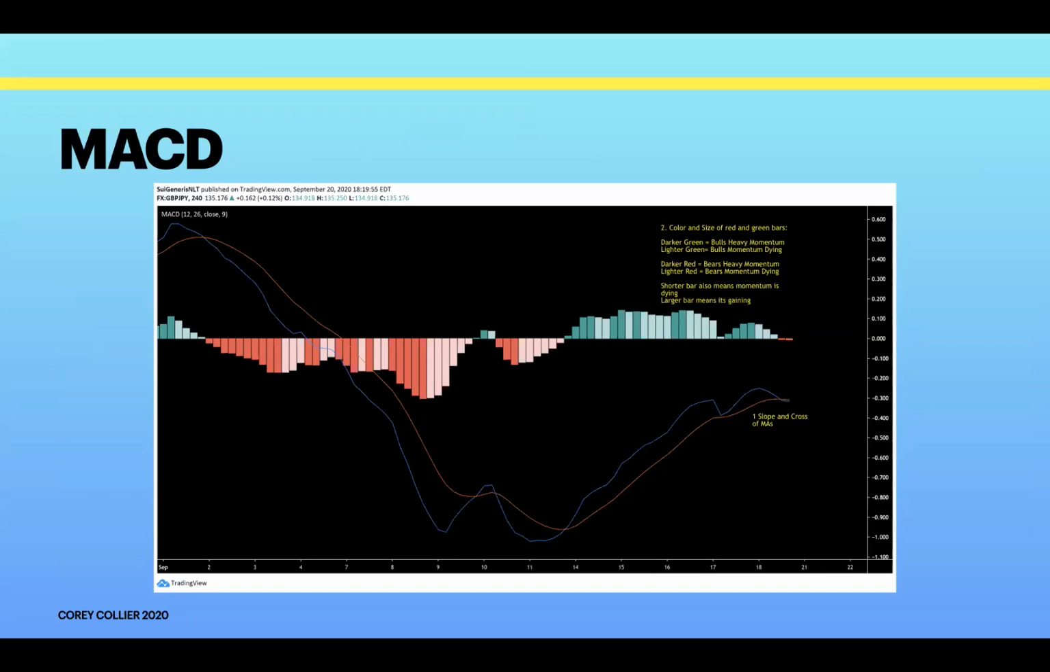Now, the third aspect of this is the shorter bar also means momentum is dying, whereas a larger bar means that it's gaining. So if you look at the darker green, how the bars kind of grew in size, that means momentum is gaining, right? And if you look at the light green, where the bars kept getting shorter in size, that's also letting you know that an aspect of momentum may be dying.